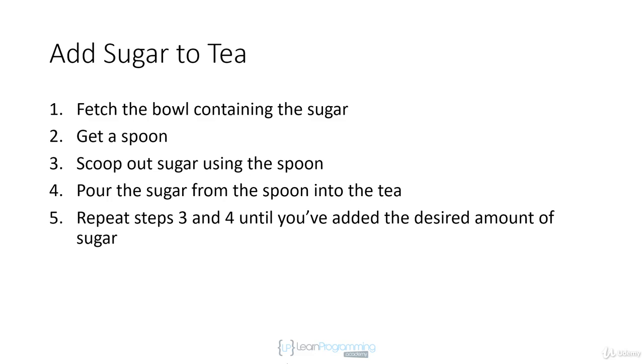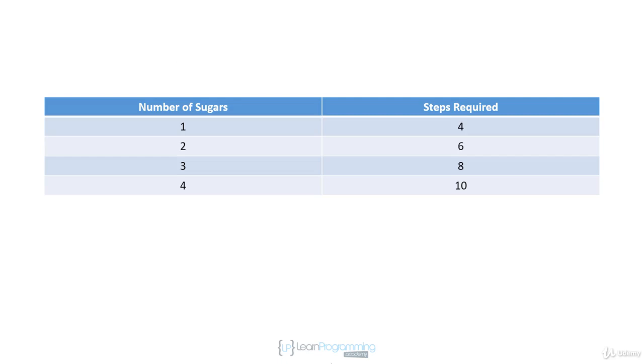Now we can see from this that the number of steps that it's going to take to add sugar to your tea is going to depend on how many sugars you want. If you only want 1 sugar, then this algorithm will run taking 4 steps. But if you want 2 sugars, it's going to take 6 steps because you're going to have to repeat steps 3 and 4. So let's have a look at what happens for the number of sugars. So if you have 1 sugar, you just need to do 4 steps. If you have 2 sugars, you're going to need 6 steps. If you want 3 sugars in your tea, you're going to need 8 steps because you're going to have to repeat steps 3 and 4 3 times.